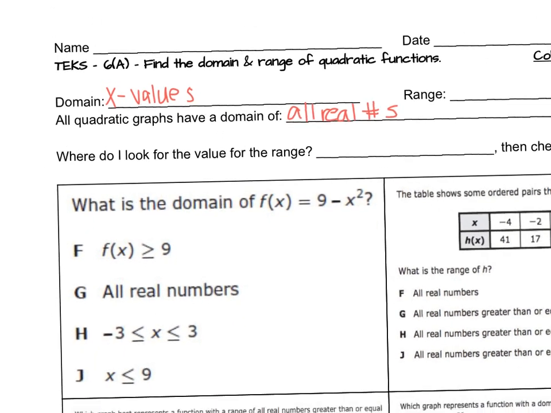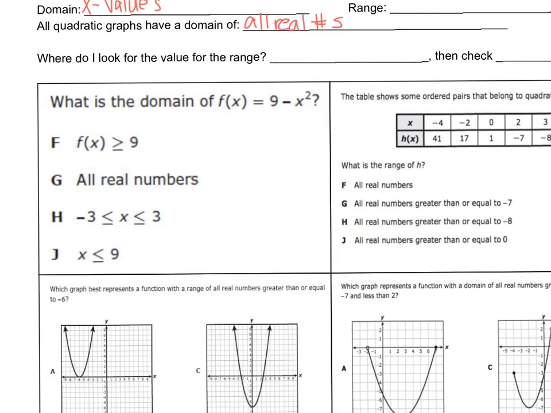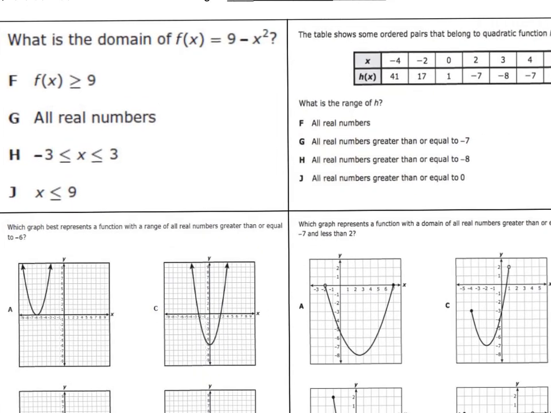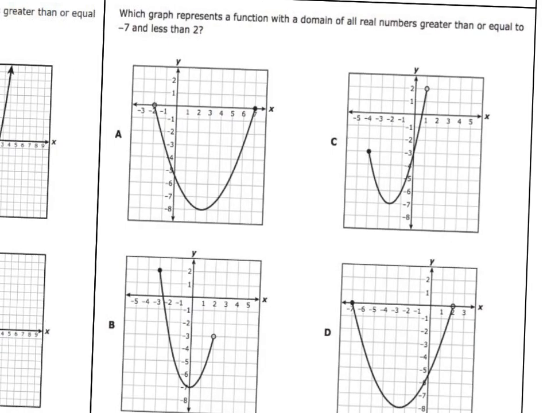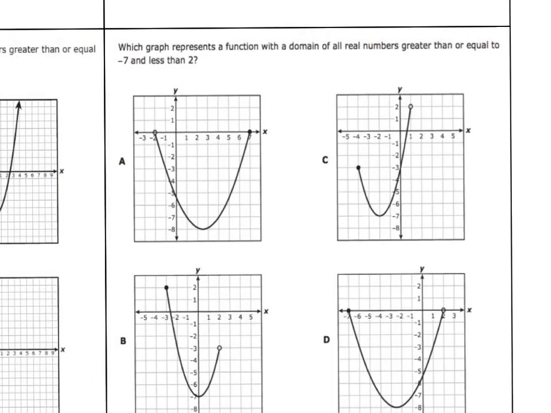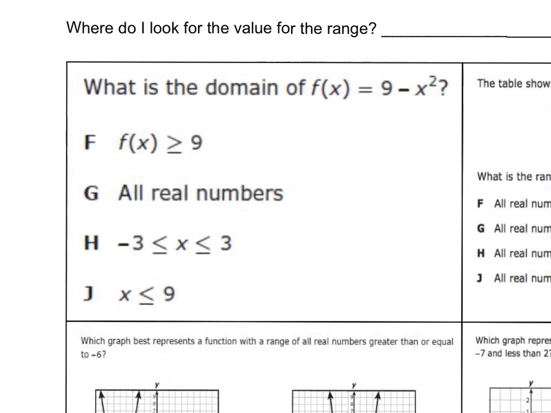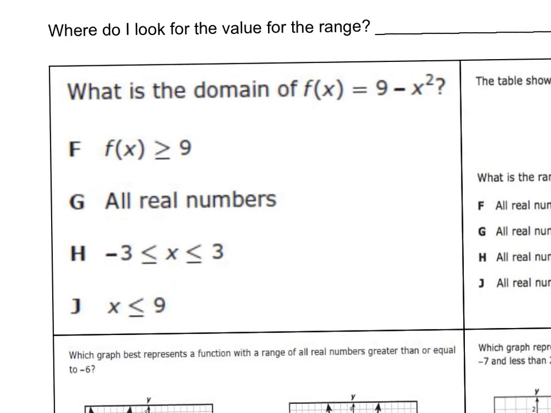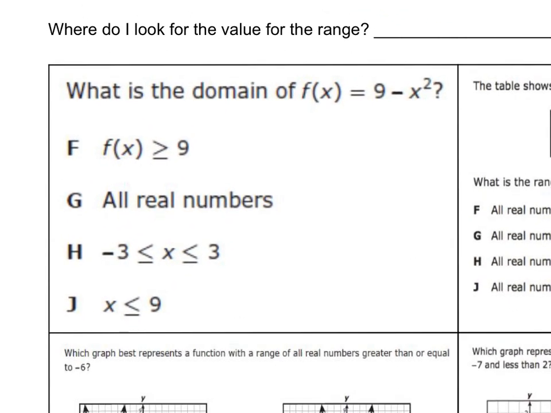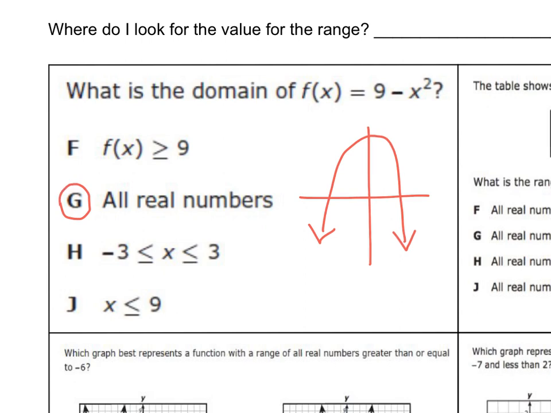Unless you have a real world problem or the graph is cut off with endpoints, like on the last problem, it's always all real numbers. So whenever we look at this very first one, if we were to go graph this equation, it would look like this, which would mean it would continue going forever and ever to the left and right, which is all real numbers.